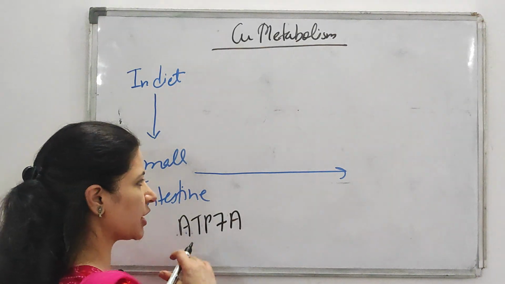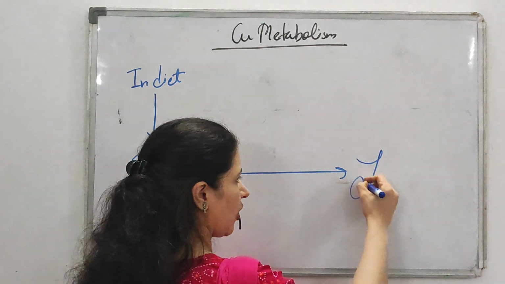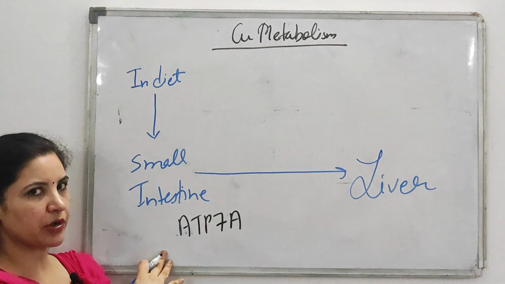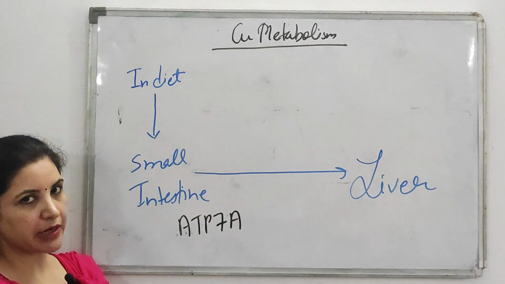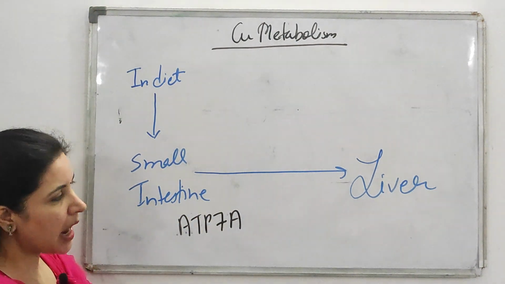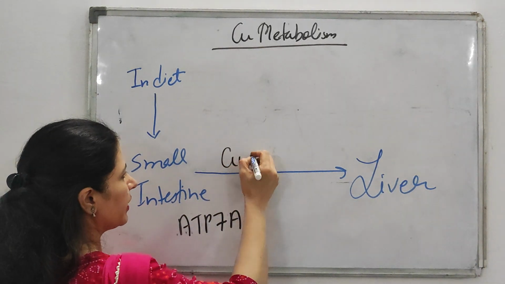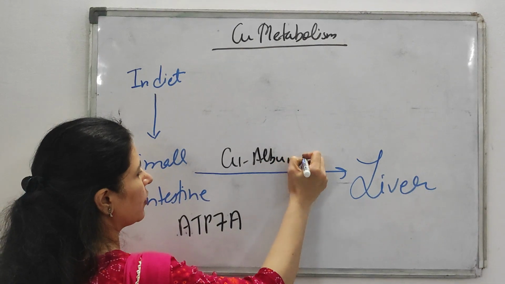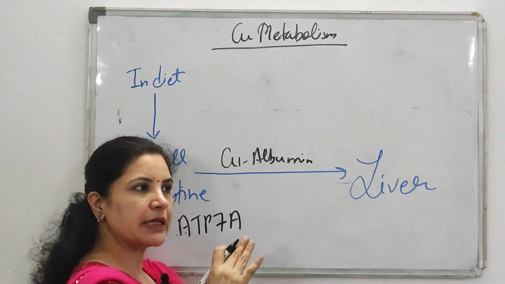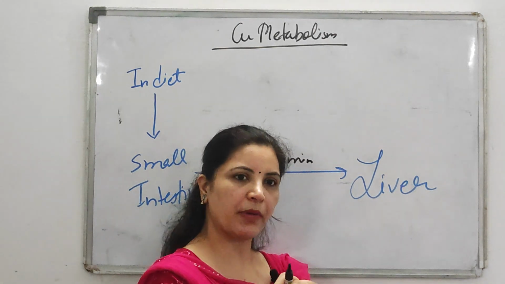And second, it helps the transportation of this copper from the small intestine into the liver. An important thing is that the copper which travels from the small intestine to the liver is bound with albumin. So a copper-albumin complex is formed, and this complex travels to the liver. When it enters the hepatocytes, the albumin is released, and the copper remains in the liver.